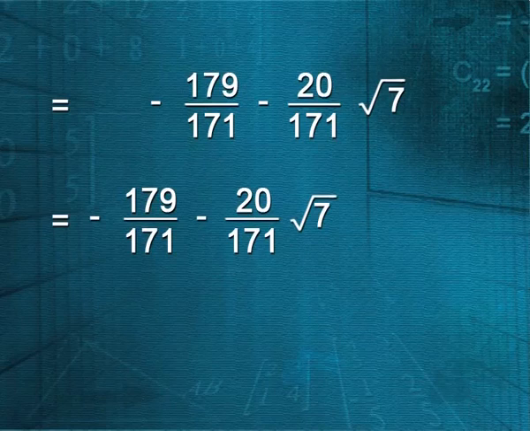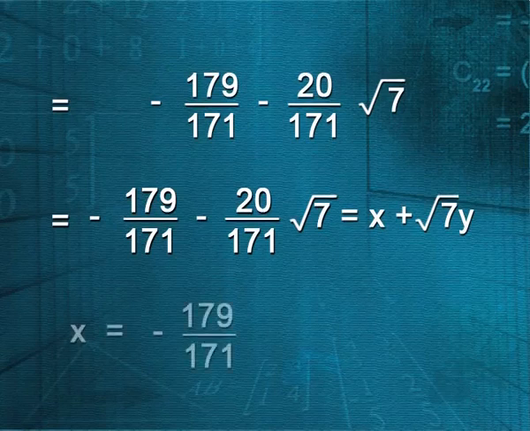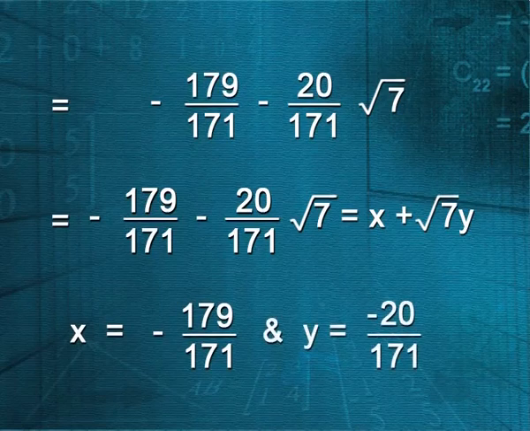We want to find the value of x and y. So, we will compare the left hand side with the right hand side, which is equal to x plus root 7 y. Comparing the left hand side and right hand side, you will get that x is equal to minus 179 upon 171 and y is equal to minus 20 upon 171.